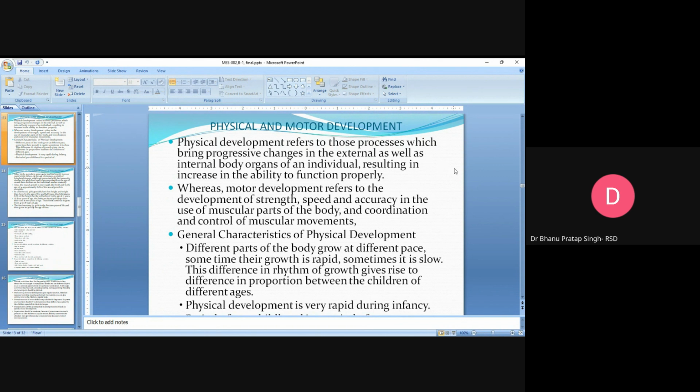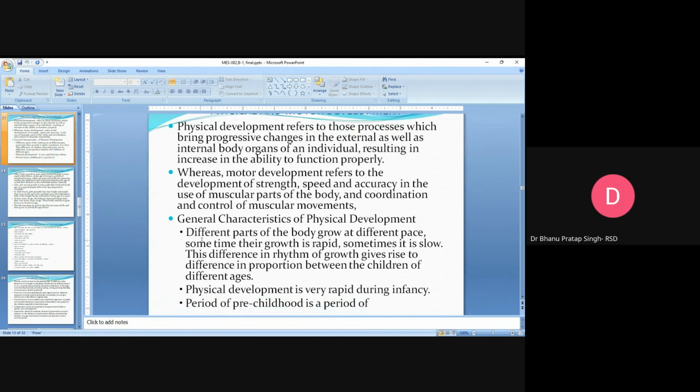The general characteristics of physical development: different parts of the body grow at different paces. Sometimes growth is rapid, sometimes it is slow. This difference in rhythm of growth gives rise to differences in proportion between children of different ages. Means if we watch a child's body development at the age of 5 years, 6 years, we can observe the difference of growth in their height, even in the length of their hands and other body parts.